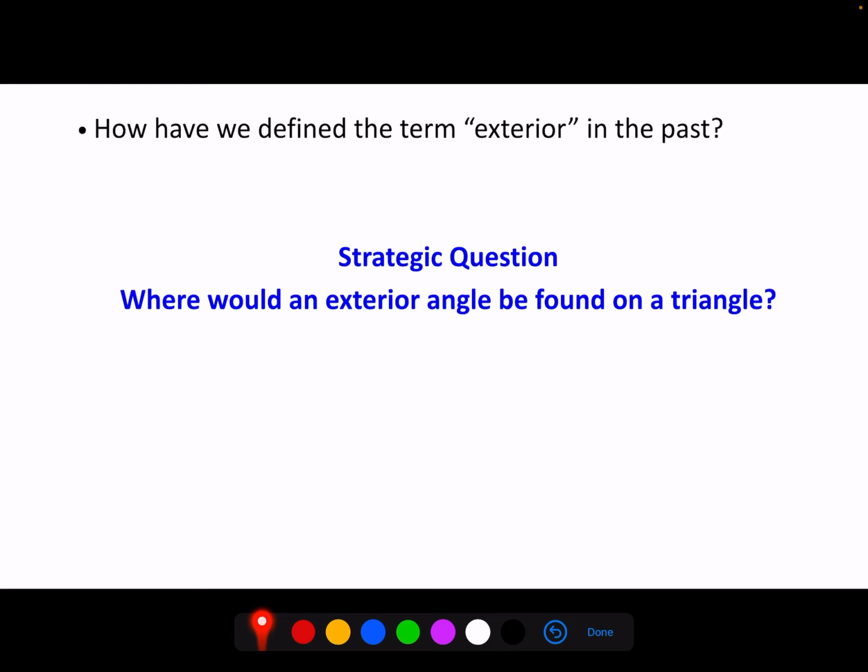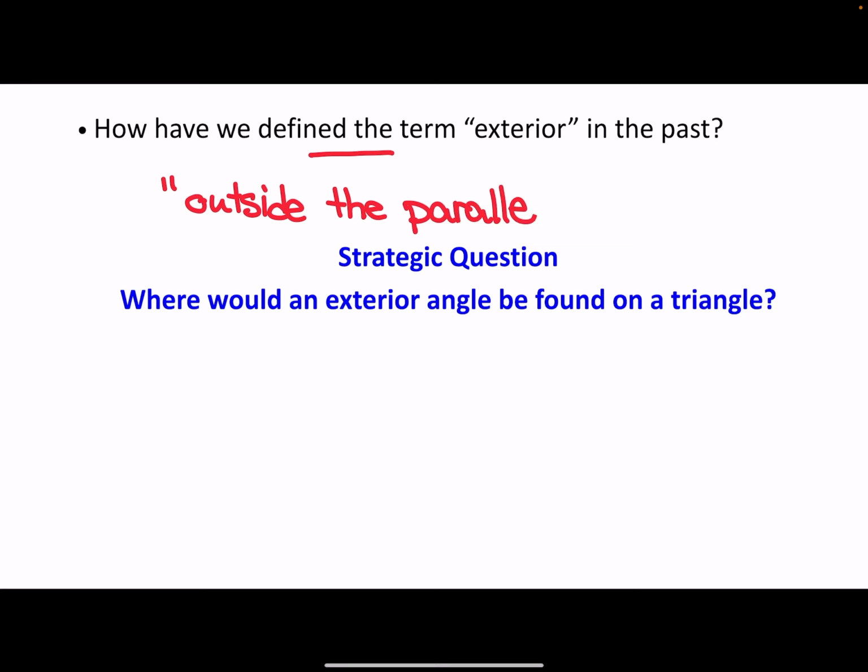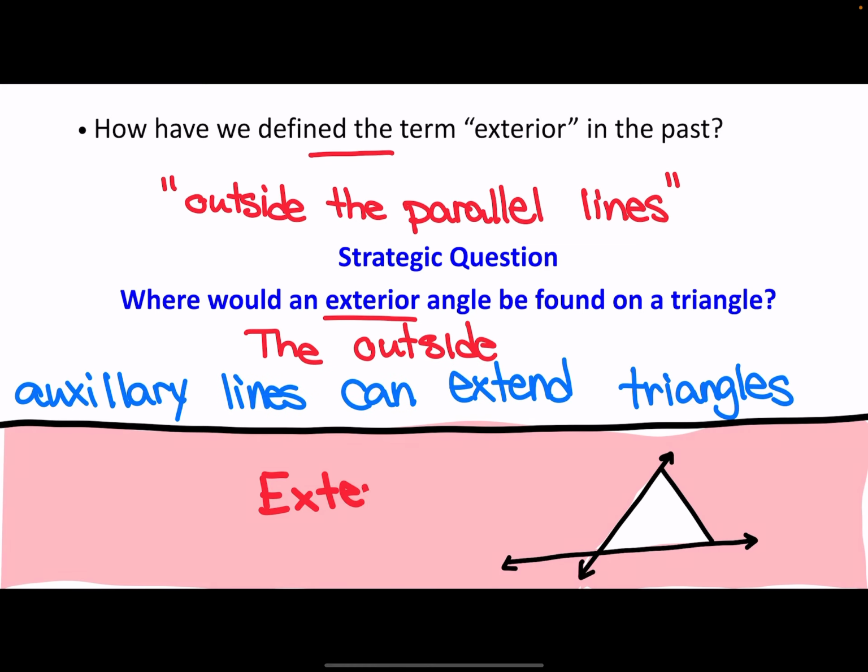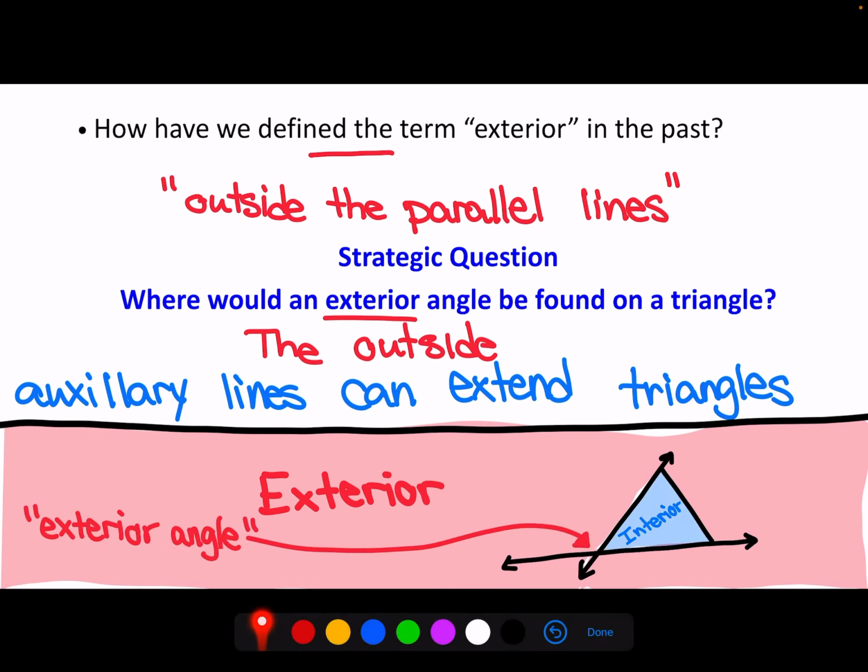All right. Now, how have we defined the term exterior in the past? Well, we just dealt with interior angles, alternate interior angles. What about exterior? Well, we used to say that exterior was outside the parallel lines. So when we are talking about exterior for a triangle, we're talking about the outside of the triangle. So exterior is just going to mean outside for us.